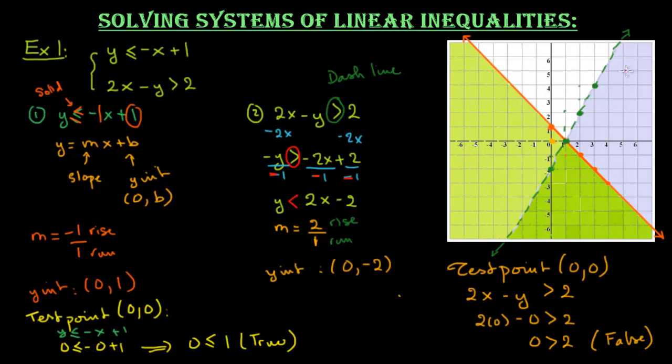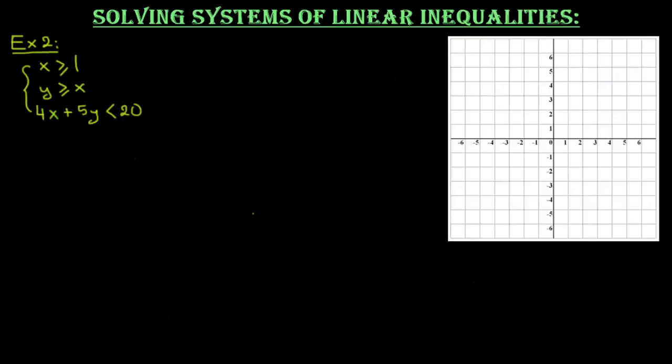After I shade below the green line, we have this area below the green line. They overlap with the red line, so they make this area darker. So this is the solution we're looking for, the solution of the system of inequalities. Now let's go over one more example to make sure we understand the concept.